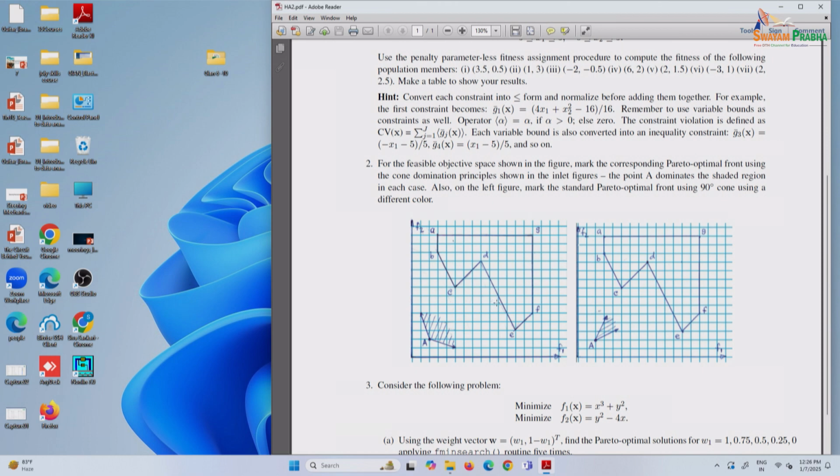Oh, I have not talked about cone domination. Okay, that's very simple for me to say. Let's finish this one. So, this part, I'm tangled here totally. Okay. The last part is, first let's do this. Mark the standard Pareto optimal front using a 90-degree cone. So, let me talk about that first. So, it's a small thing.